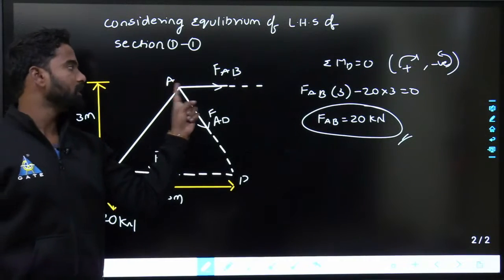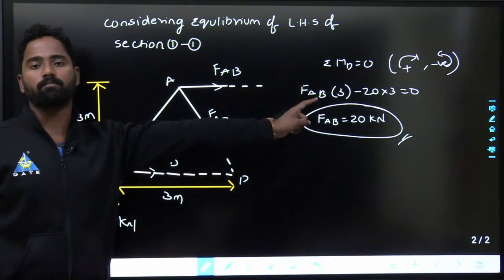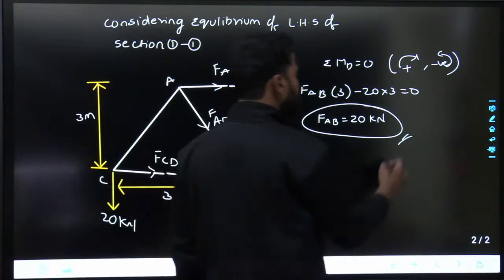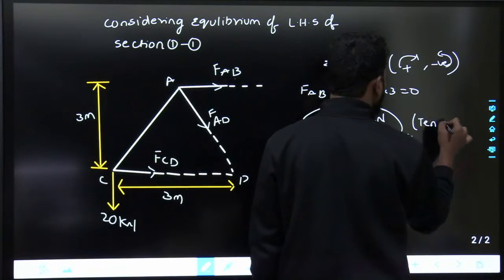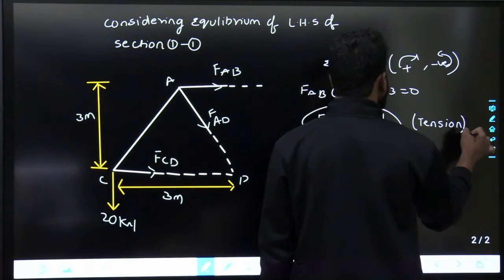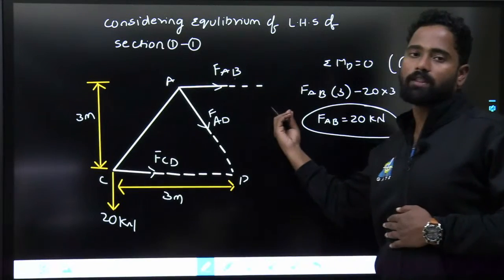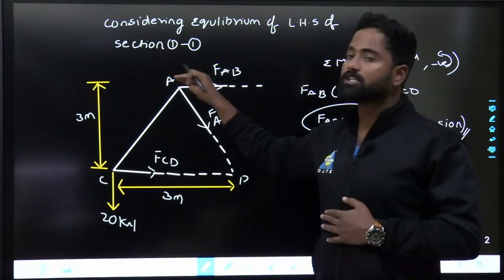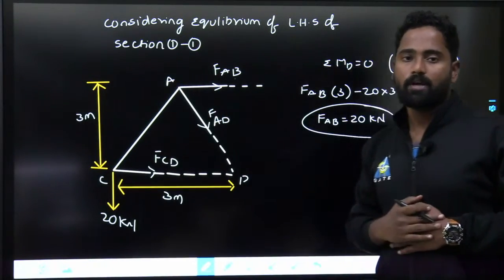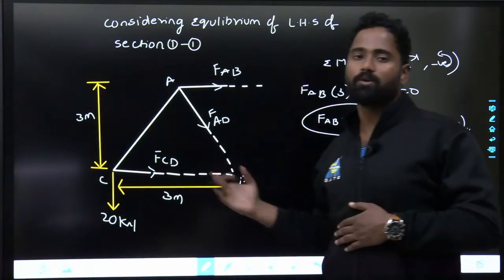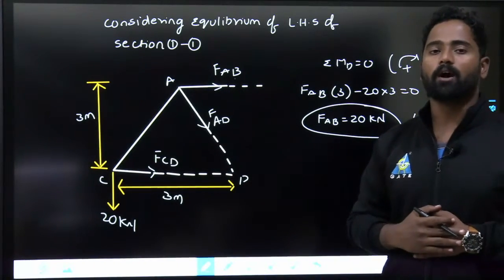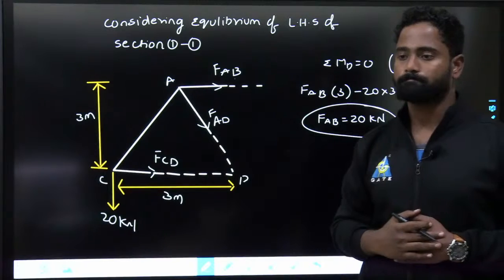Positive means the assumed direction is correct. The assumed direction is away from the joint, and away from the joint means it is tension. If it is towards the joint, it is compression. So by just cutting the section, you will get the answer. Any doubts in this? You can ask me.